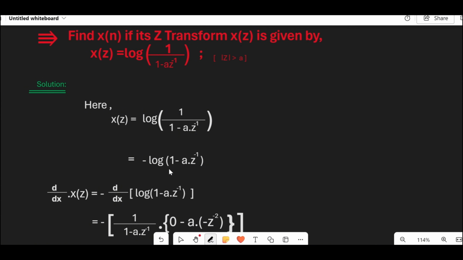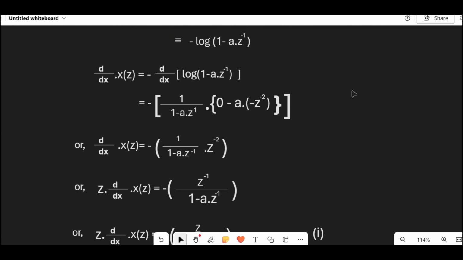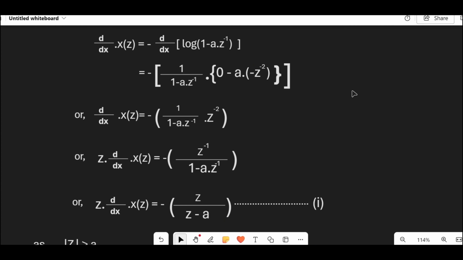Here X of z is minus log of 1 minus a into z inverse, and d/dz of X of z is 1 by 1 minus a into z inverse into z to the power minus 2. Multiplying both sides with z, we get z into d/dz of X of z equal to minus z inverse divided by 1 minus a into z inverse. And by solving this, we find minus z by z minus a.